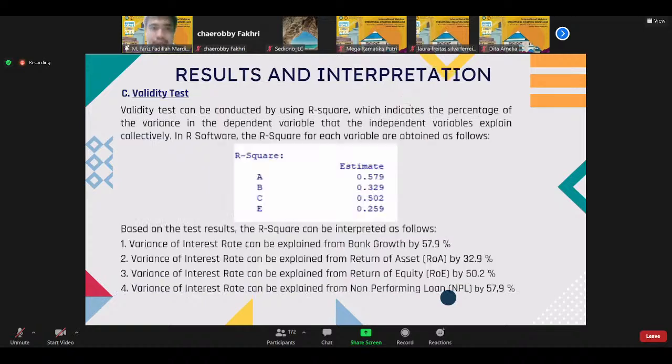Okay. The next one is about the validity test. The validity test can be conducted by using R-squared, which indicates the percentage of the variance in the dependent variable that the independent variables explain collectively or simultaneously. In our software, the R-squared for each variable is obtained as follows.